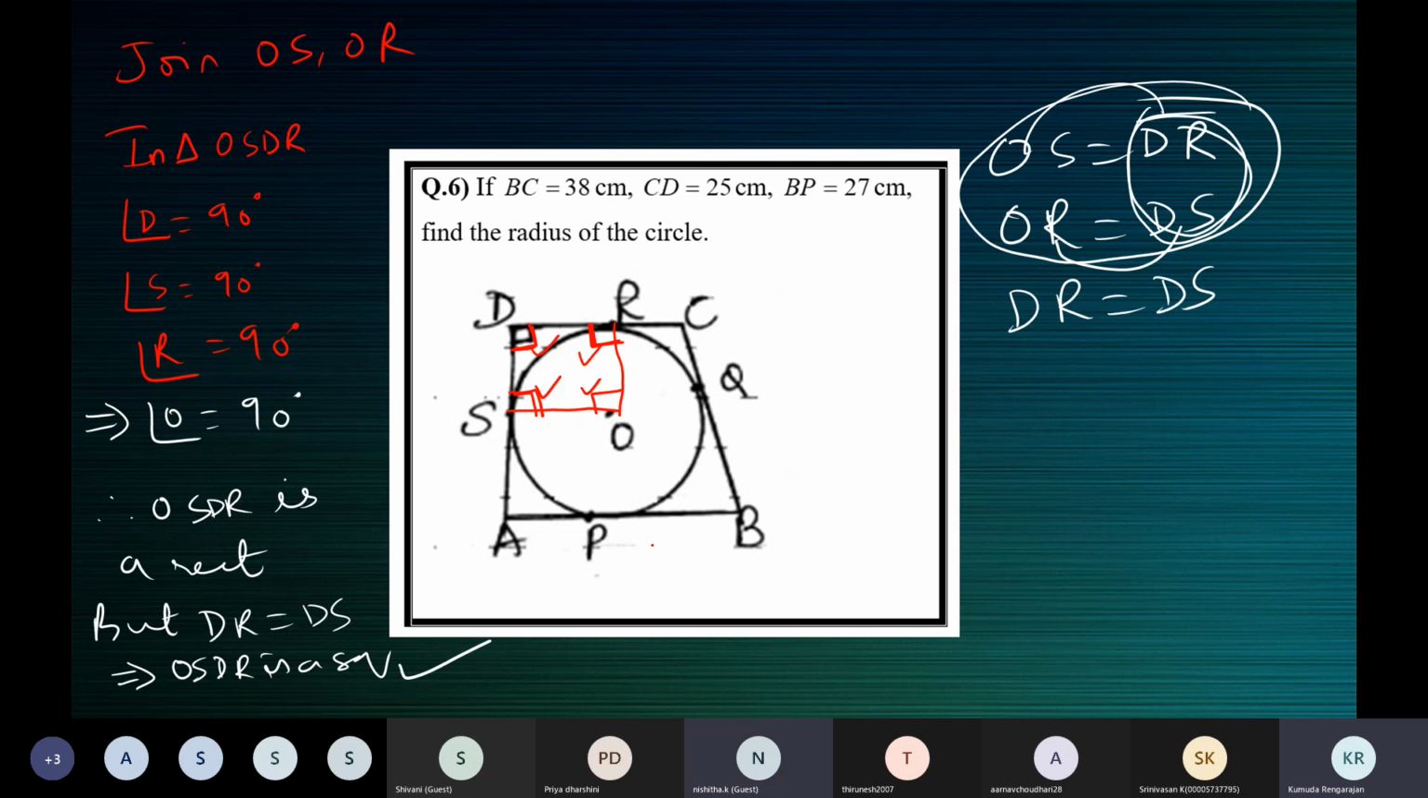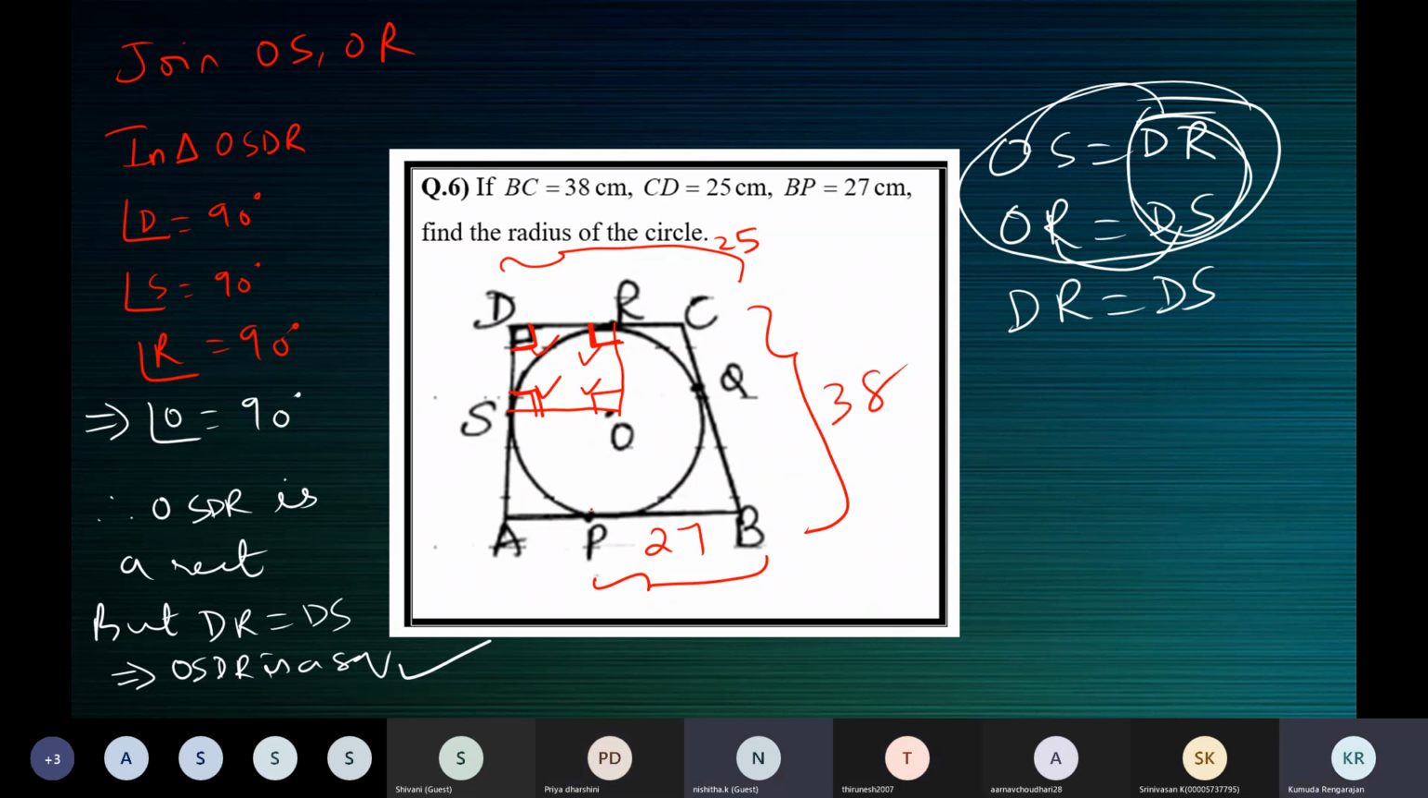How much is BP, children? 27. This one is 27. And CD? 25. And BC? 38.